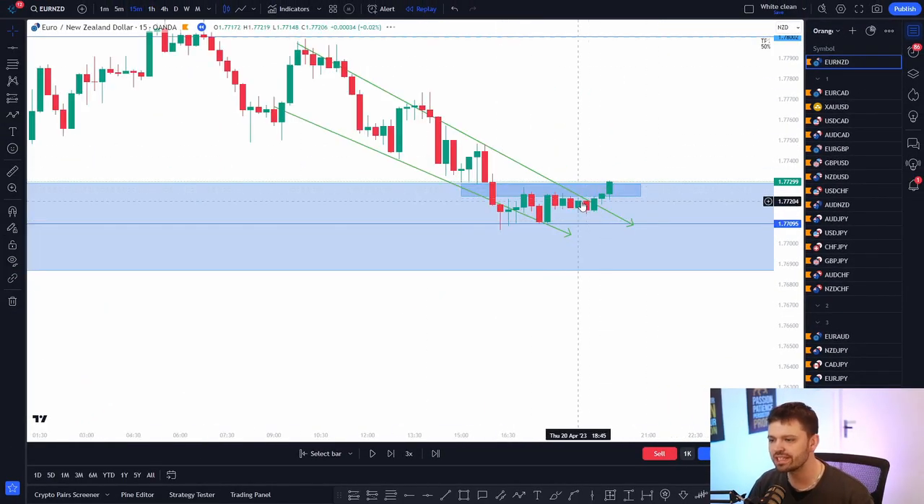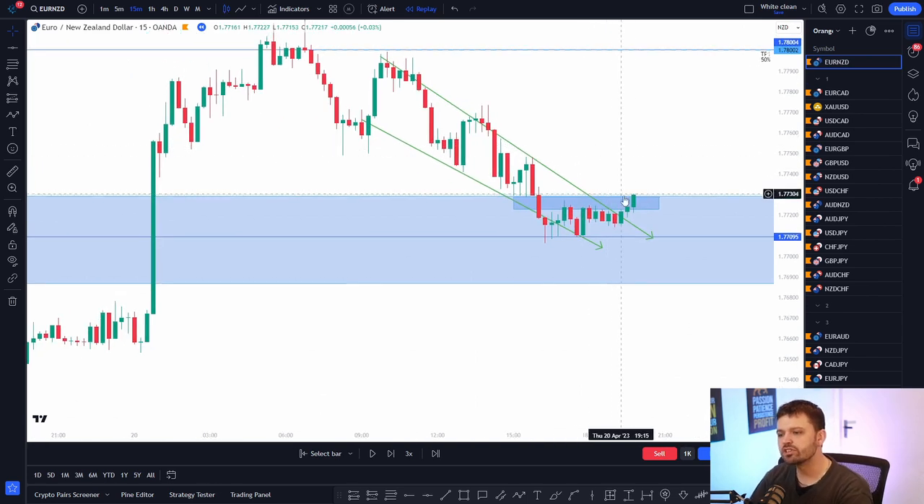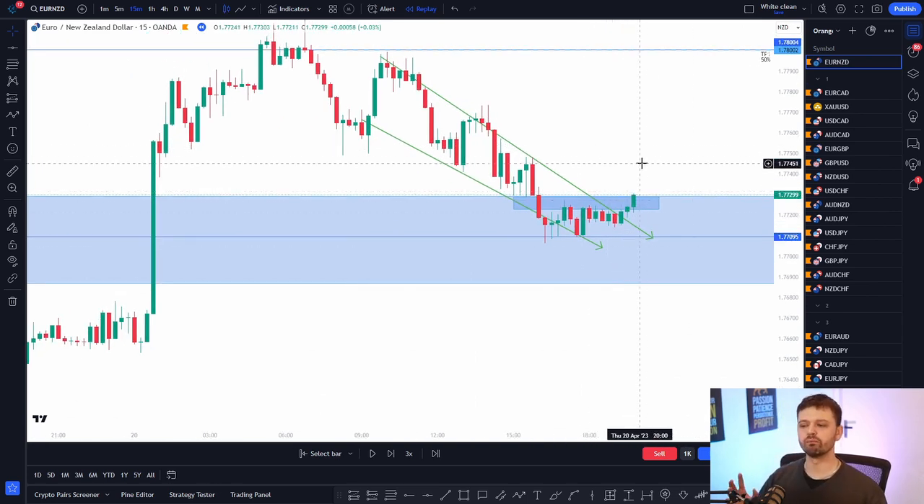So imagine that you're seeing this and all you're gonna say is, all right, so a 15-minute candle above this level and I go long. That's my entry confirmation. That's my plan for confirmation and entering the trade.